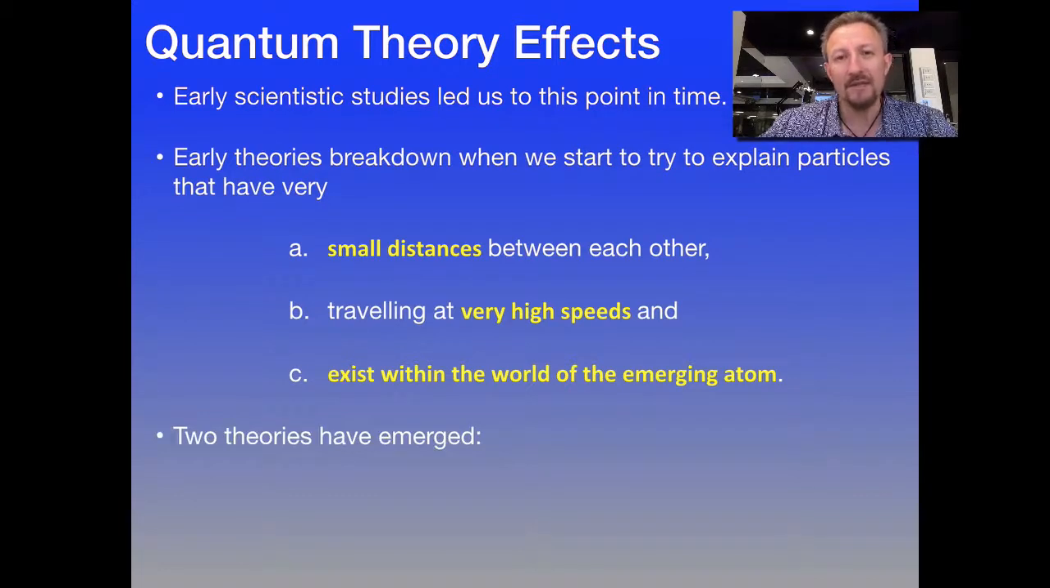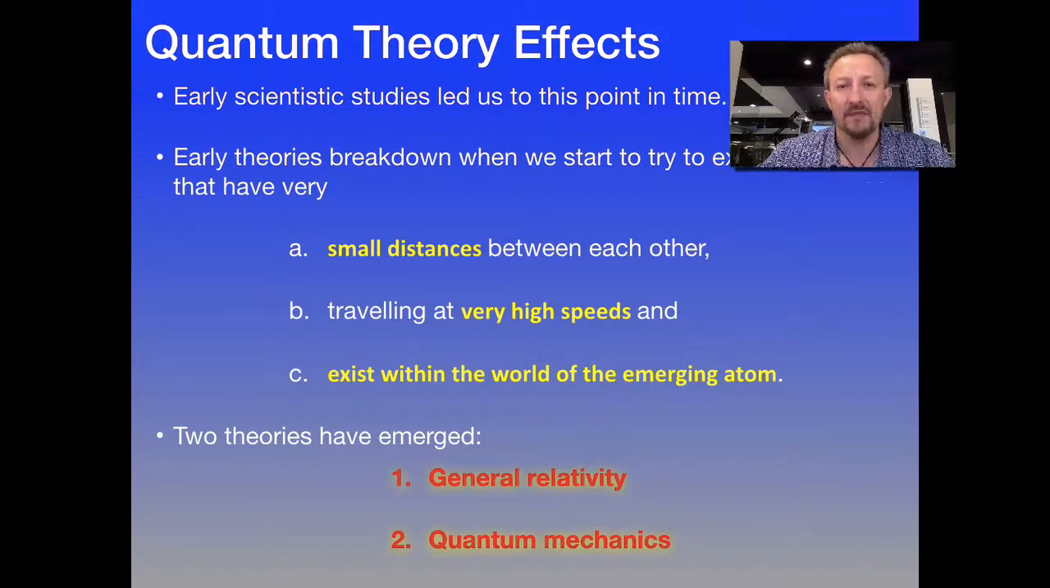Now there were two theories that emerged. We've got general relativity, which was set up by Einstein, and then we've also got our ideas of quantum mechanics. And there were lots of arguments around general relativity and quantum mechanics as to what was being accepted, and what was the evidence that stated that quantum mechanics had some validity within the physics world.